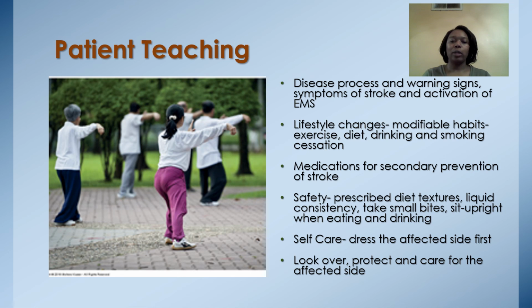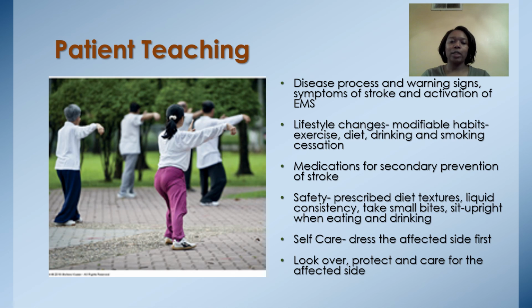Safety. So we want to make sure that our patient is complying with their diet texture. That is very important, because it could be a choking hazard, as well as the consistency of the liquid that they're drinking. The patients must take small bites when they're consuming their meal, as well as sit upright when eating and drinking. These are all important because the muscles associated with swallowing may be impaired due to the CVA.